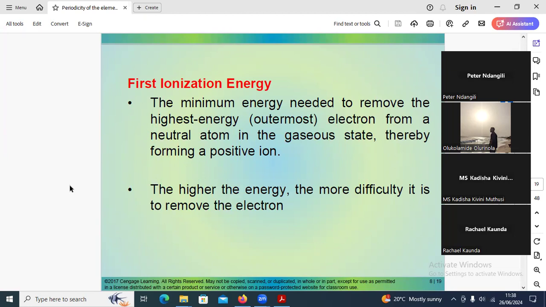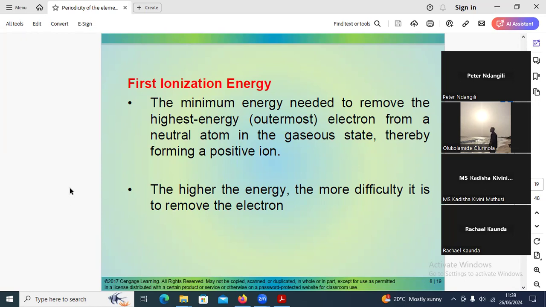Ionization energy. It is the amount of energy that you require to remove an electron from a neutral atom in a gaseous state, giving you a positive ion. A very good example is when sodium is losing its valence electron to give you sodium plus. The energy involved in that process is what we call the ionization energy. It is the first ionization energy because we are losing the first electron.